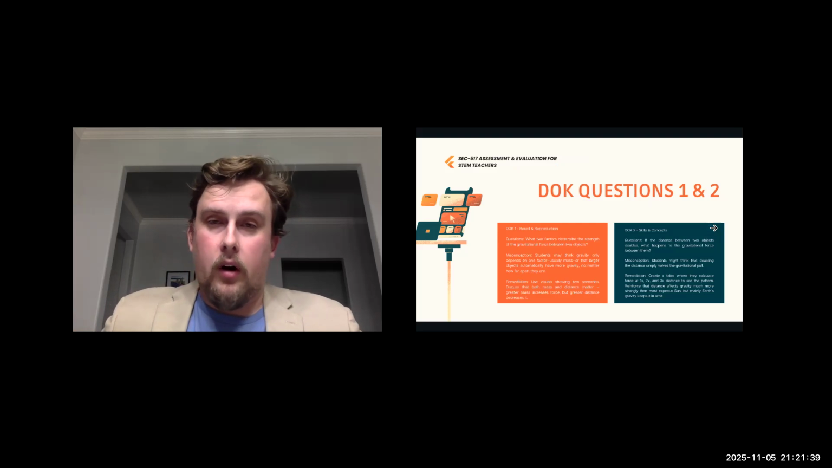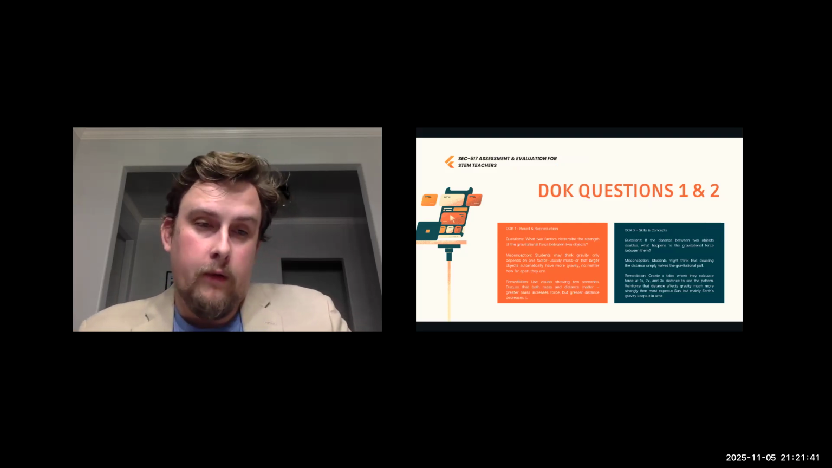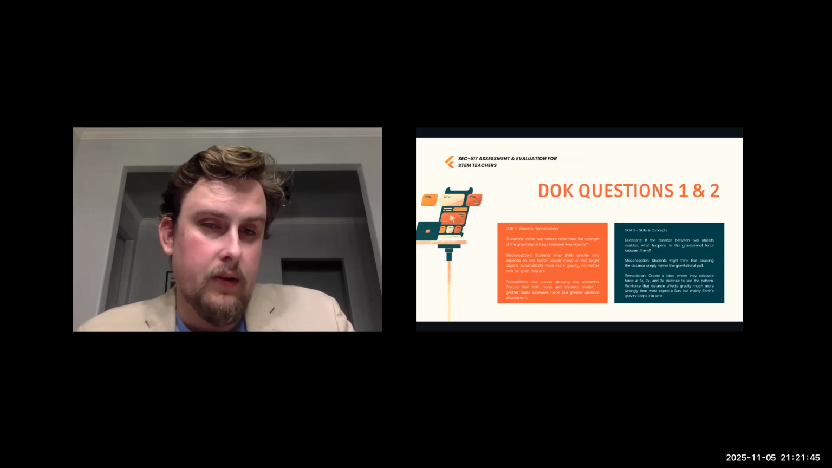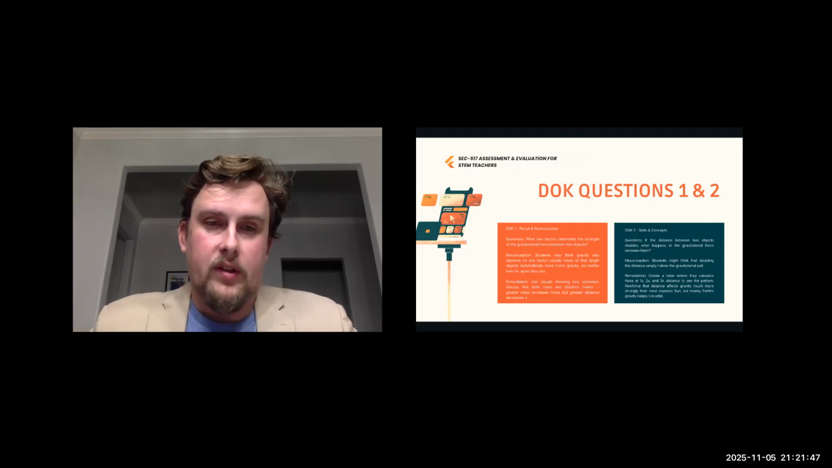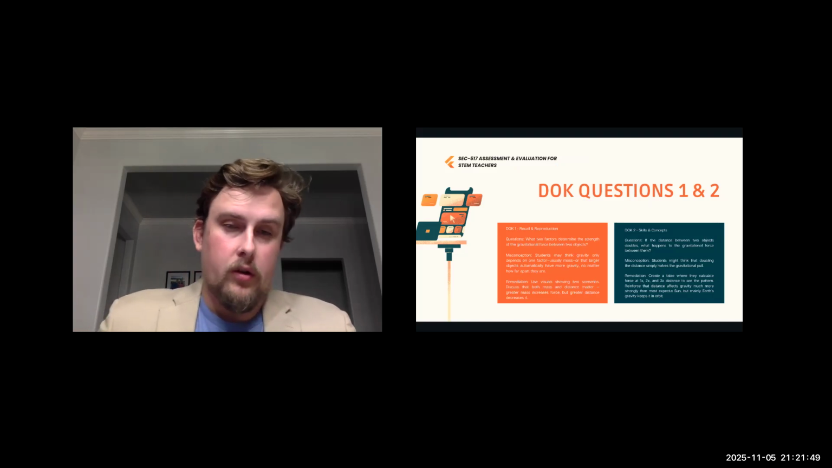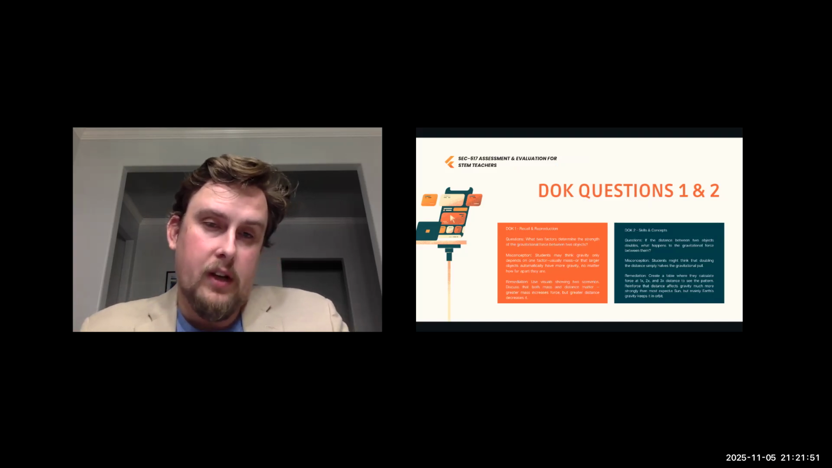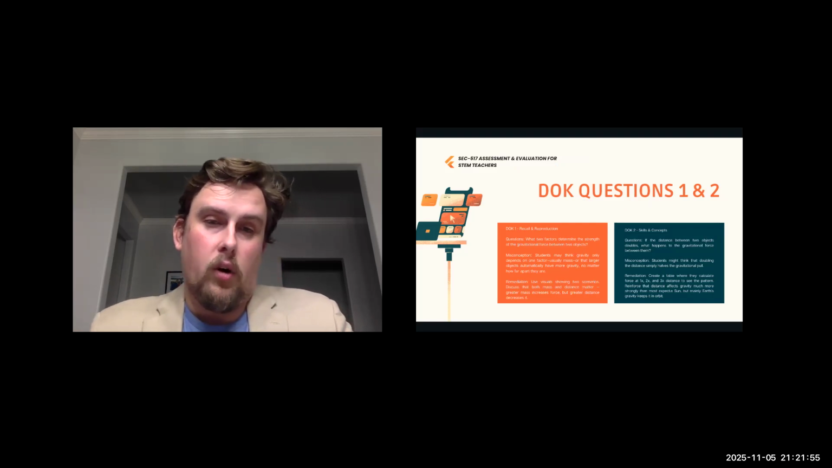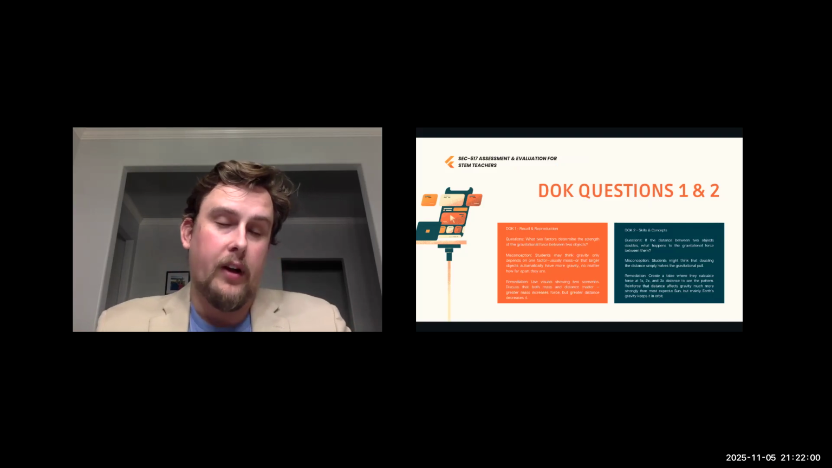All right, moving into our depth of knowledge questions 1 and 2 for this concept. Like I said before, DOK1 emphasizes recall and reproduction. So the question that I chose for this concept, for this depth of knowledge level, is what two factors determine the strength of the gravitational force between two objects?